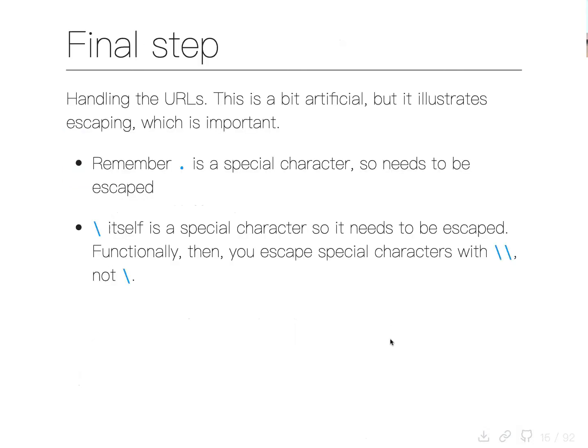All right, and then the final step, we want to replace the dots with dash, dash, dot, whatever, okay? So again, this is fairly artificial, but we're trying to practice. So dot is a special character, so we have to escape it, right? And so what we do then is we put a slash in front of it. However, the slash itself is a special character, so we have to escape it. So functionally, we use double slash to escape anything, okay?